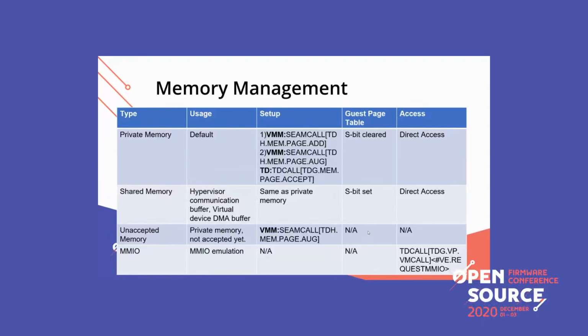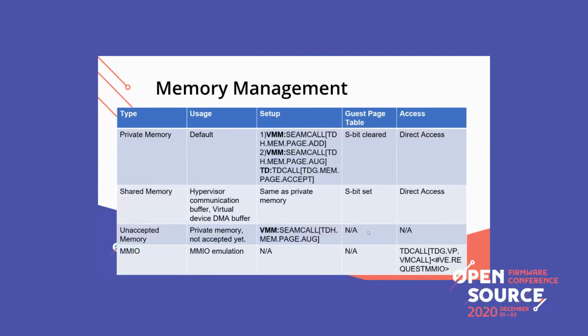accepted by the TD yet. The unaccepted memory is added by the VMM by using the SEAMCALL page aug. Then the TD must use TDCALL page accept to change the unaccepted memory to a private memory. The unaccepted memory cannot be accessed before it is converted to a private memory. As such, there's no need to create a page table entry for the unaccepted memory.